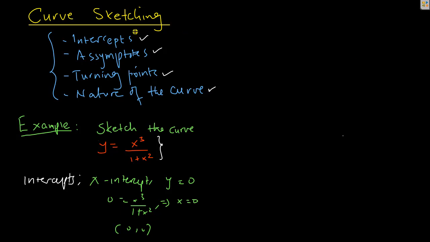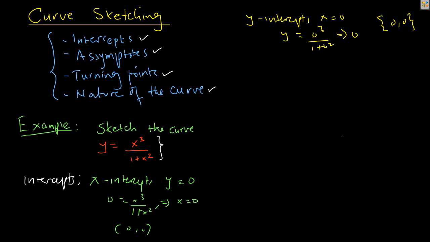Let's go ahead and find the other intercept, which is the y-intercept. At the y-intercept, obviously x equals 0. So y is going to be 0 cubed divided by 1 plus 0 squared, which implies that y is 0. So the intercept here is also 0, 0. Okay, so the x and y intercepts are both 0, 0.